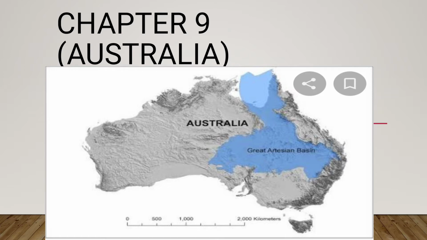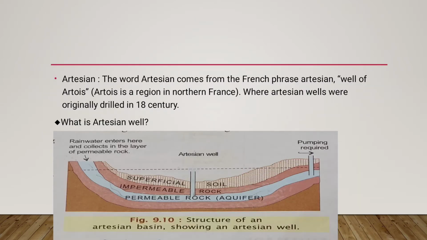In our last class of LCG 2, we have done coastal plains and Rift Valley of Australia, and today we'll start with Great Artesian Basin of Australia. In this map of Australia, this blue color is the area of Great Artesian Basin. Before I start with the Artesian Basin, I just want to clear what is Artesian.